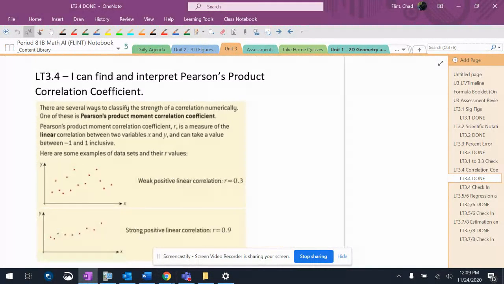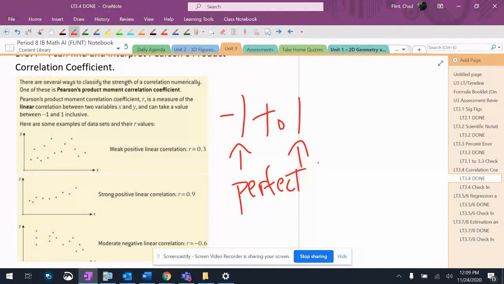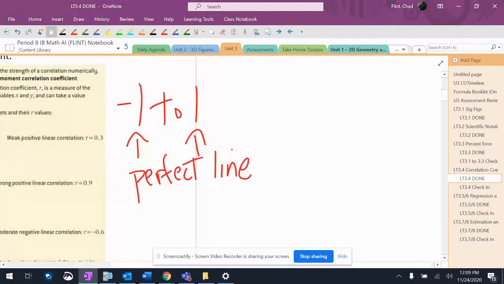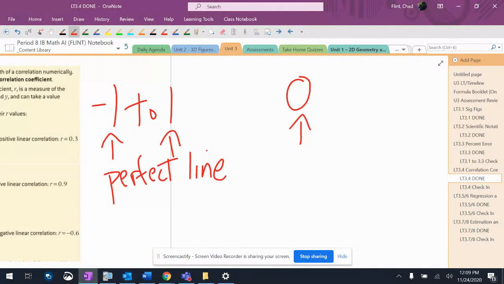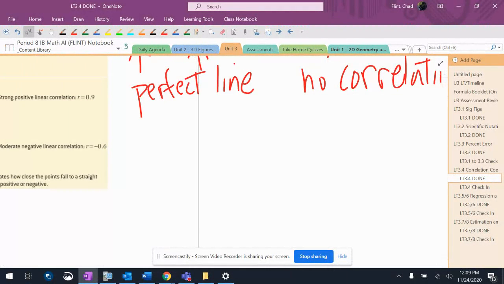A couple things to remember. It can only be from -1 to 1. And either of these numbers means a perfect line. The closer it is to a perfect line, the closer it is to either -1 or 1. A correlation coefficient of 0 means there's no correlation at all, meaning they're unrelated.